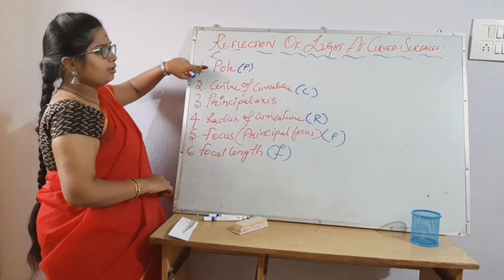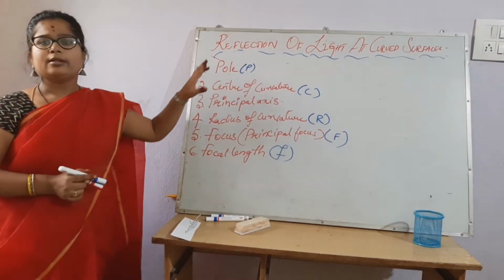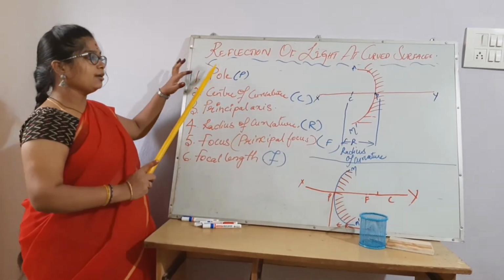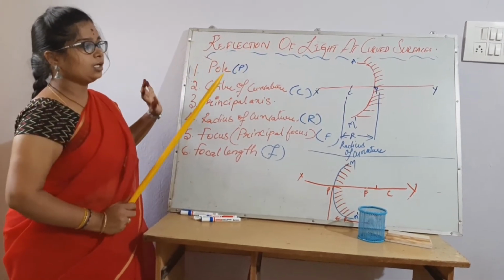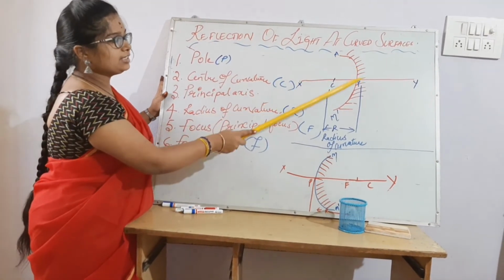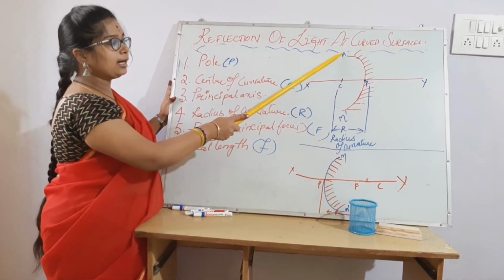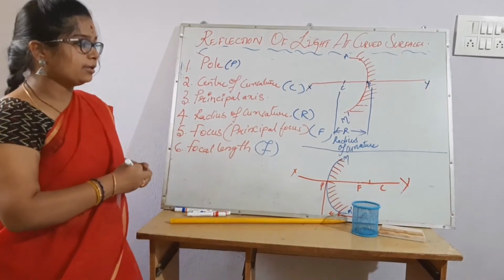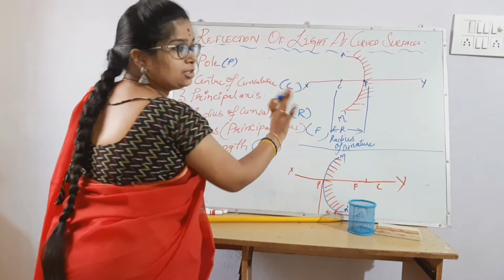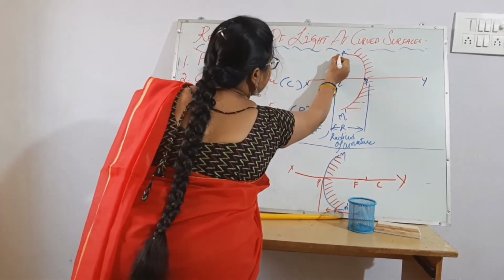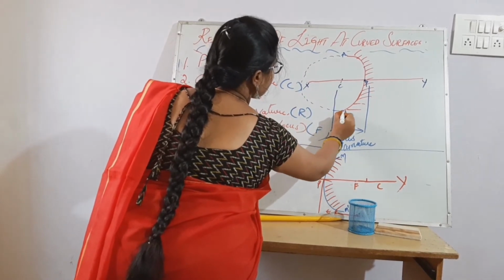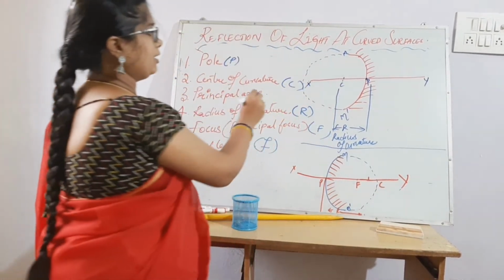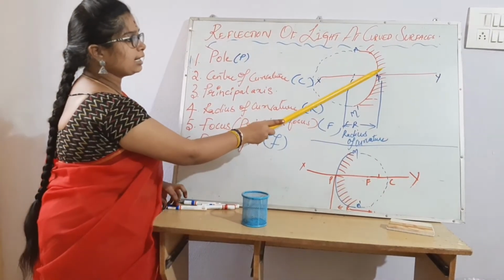Now first we'll go with the pole. Let us first learn what we mean by pole. I told you yesterday that convex and concave mirrors are both taken from a circle, isn't it? Both are taken from a spherical mirror. It is a part of the spherical mirror. From the spherical mirror only we have cut it in the shape of concave and convex.